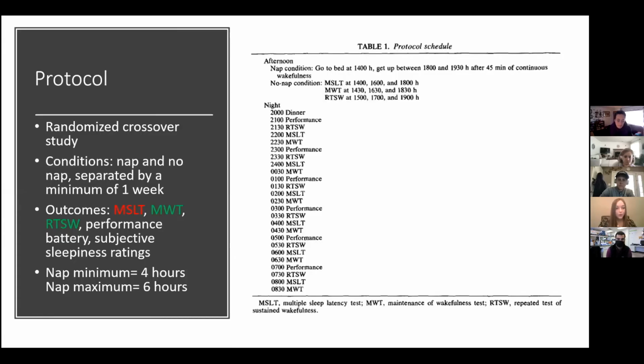The protocol for this study was a randomized crossover study. So there were 2 conditions, and all the participants completed both conditions separated by a minimum of 1 week. So very similar to our TRE study. The conditions were a nap condition and a no nap condition. And these really got at that variation in sleepiness and alertness.